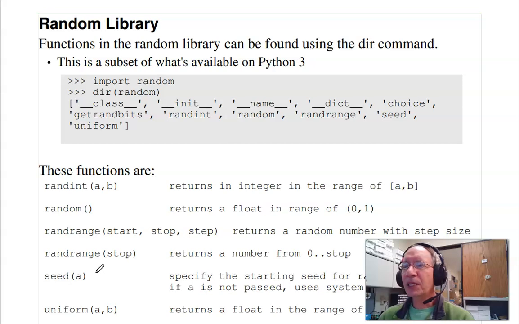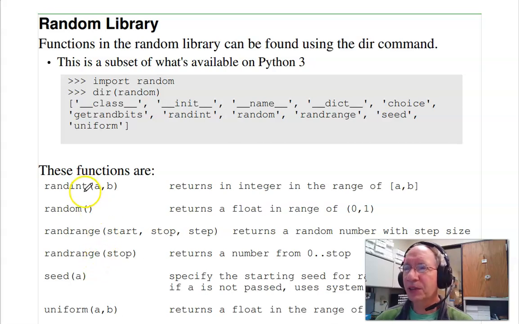The random library we're going to spend a little bit more time on. The random library includes different distributions, how to generate random numbers, something we're going to use quite a bit. It's kind of a fun way to do things like roll dice, draw cards. In the random library, there's a couple functions. I can find them by importing random and then doing a directory. Again, this is a subset of what's available on Python 3.